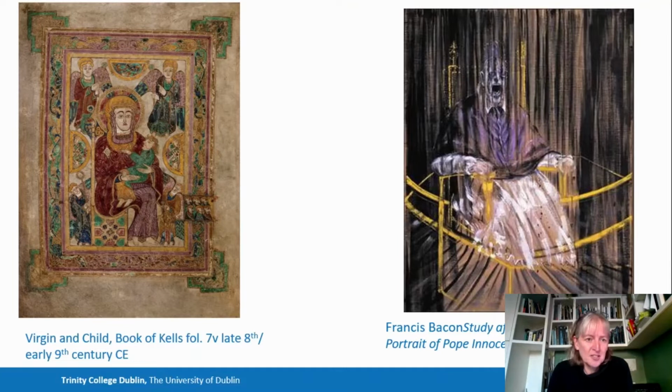In the discipline of art history, that's exactly what we do. We stop and we look and we analyse how images are used to convey particular messages at particular points in history. Two examples I'm showing here. The one on the left, part of the Trinity College collections, an image of the Virgin and Child from the Book of Kells, dated to the late 8th or 9th century CE.